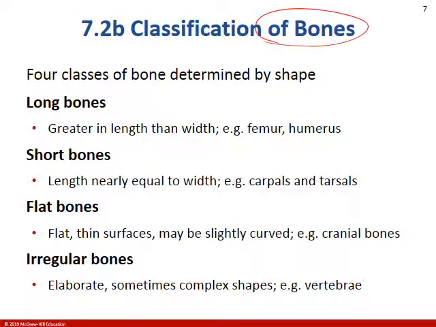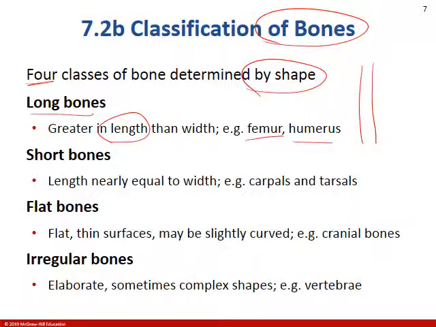Here's the classification of bones determined by shape, and you can see that we have 4 classes here. Long bones are great in length compared to width. So you're going to have kind of this column-shaped bone. Think of the femur, the humerus, tibia, fibula. Short bones are going to have equal width and length, and I wish they didn't call them short. I wish they called them cube-shaped. That'd be great. Carpals and tarsals.